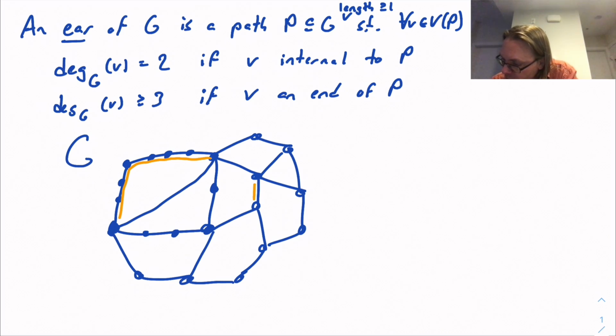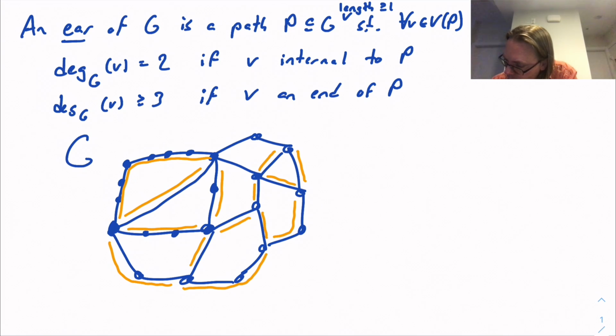So there's another ear. Similarly, here's an ear. And here's an ear. And here's an ear. Here's an ear. I hope I'm not getting any of these wrong. Okay, that looks about right. So those are the ears of this particular graph G. And that is not really kind of a deeply difficult concept.